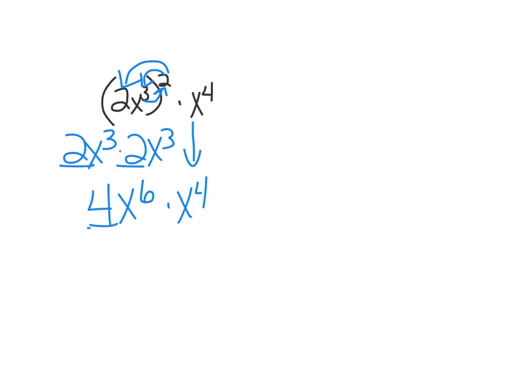So our constant is 4. X to the sixth times x to the fourth. We have the same base with our x, which means we will be adding our exponents. 6 plus 4 is 10, and that is as simple as we can make it.